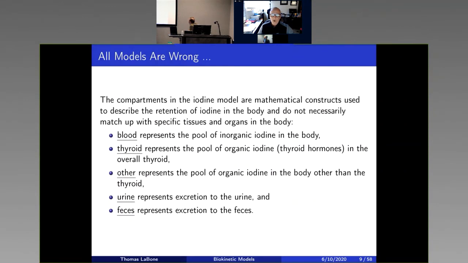These compartments are mathematical constructs. They don't really correspond exactly to any particular organ or tissue in the body. And if you look at the more recent models, they go almost to a cellular level as far as the iodine metabolism. But blood represents the pool of inorganic iodine in the body. Thyroid represents the pool of organic iodine, these are the thyroid hormones in the thyroid. And other is the hormones in the rest of the body. Urine represents urinary excretion, and of course feces is fecal excretion.